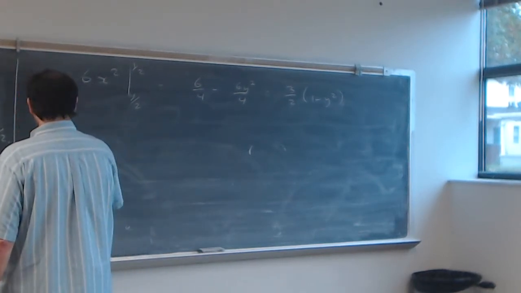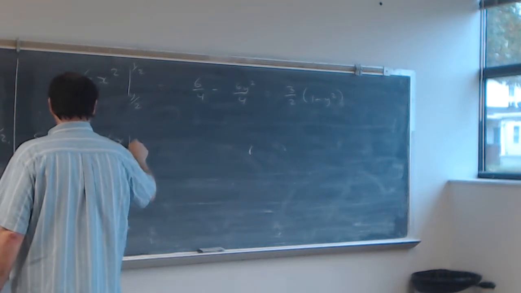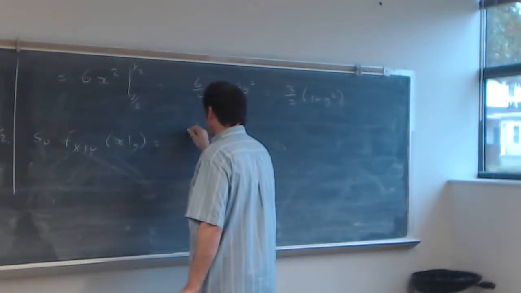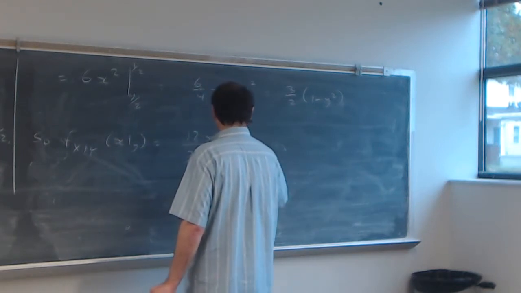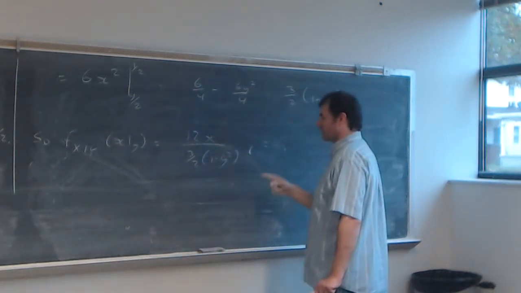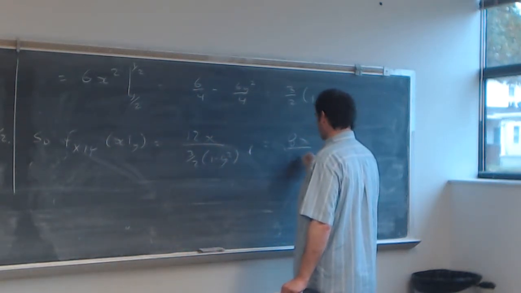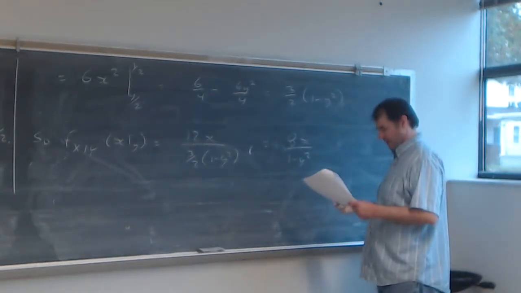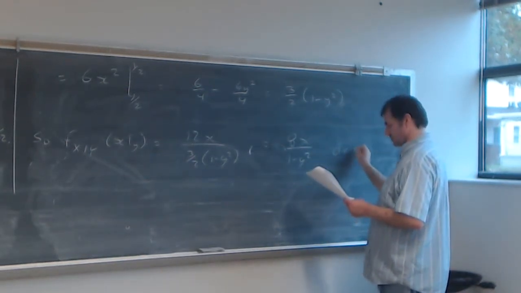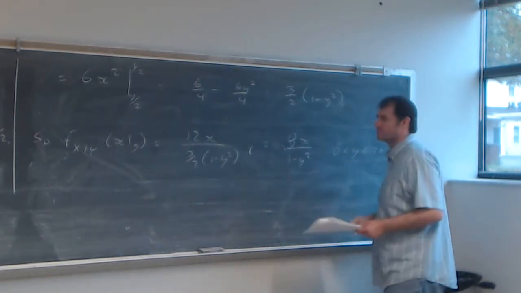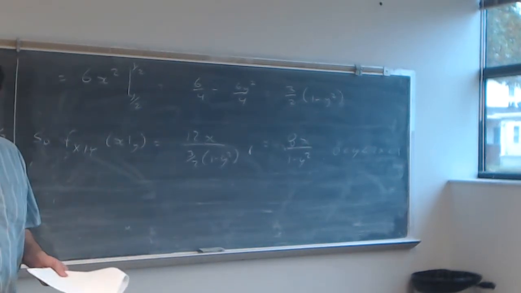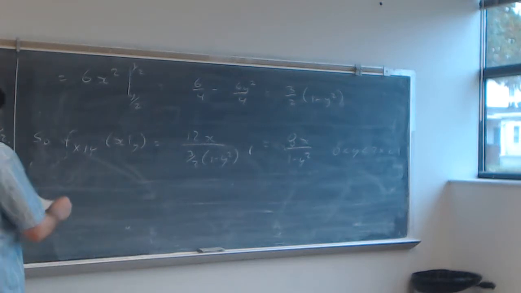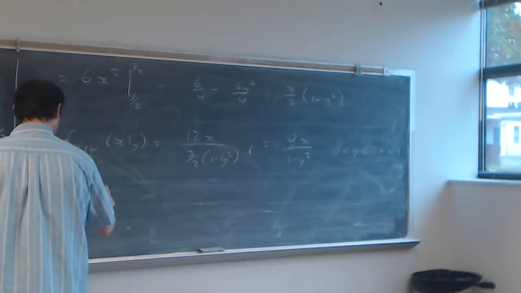So f of x given y is going to be equal to 12x over 3/2 times 1 minus y squared. So that can be simplified. Well, 24 divided, it's 8x over 1 minus y squared. And here we have the stipulation that 0 is less than y is less than 2x is less than 1. We've computed the conditional probability density function of x given y. This is part B.